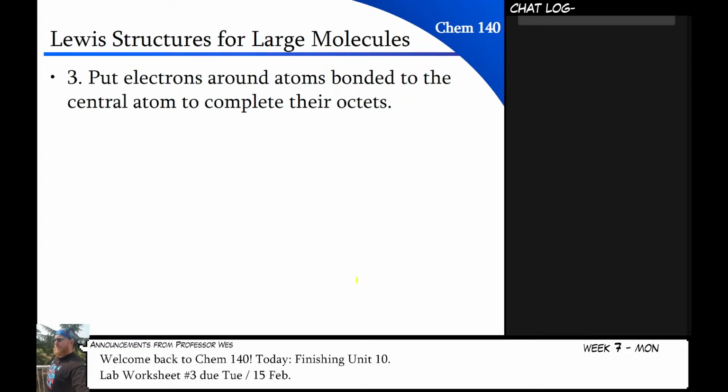When you have connected your atoms to your framework, you're going to start withdrawing electrons from the total that you calculated in step 1. The bonds that you draw to connect them cost electrons. From what's left over, you're going to just fill in octets. You start on the outside atoms, and then you put them on the central atom if there's anything left over.